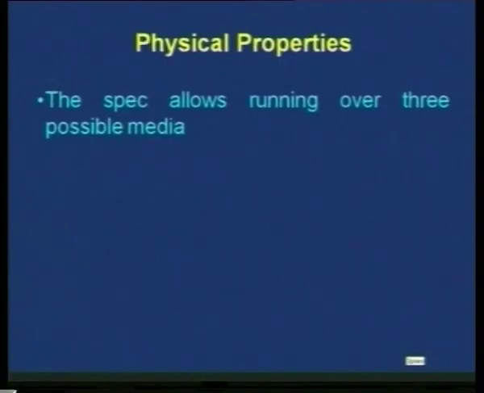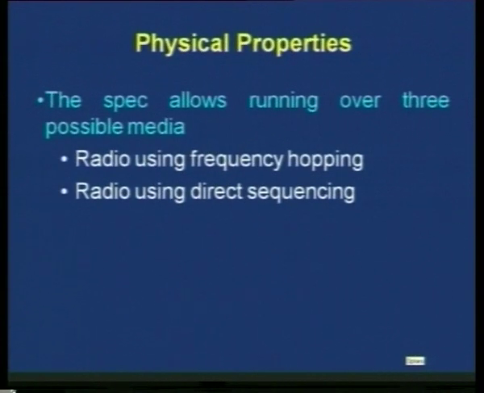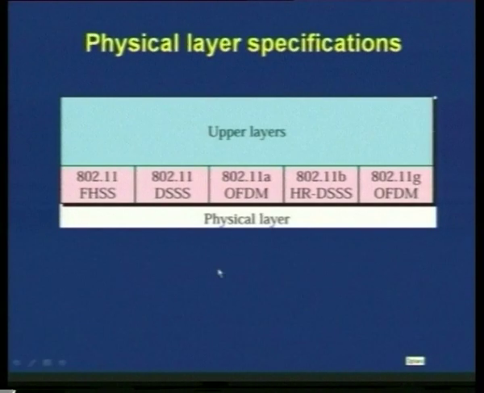Coming to the physical properties of the 802.11 specification, the specification allows running over 3 possible media. One is radio using frequency hopping, radio using direct sequencing, and it also allows for infrared over short distances for approximately 10 meters. So if you look at the standards that we have, you have the physical layer below and you have upper layers on top, and if you look at the MAC, the media access control mechanism, you have 802.11 with FHSS, which is frequency hopping spread spectrum, 802.11 DSSS, which is direct sequence spread spectrum, and then you have orthogonal frequency division multiplexing and so on.